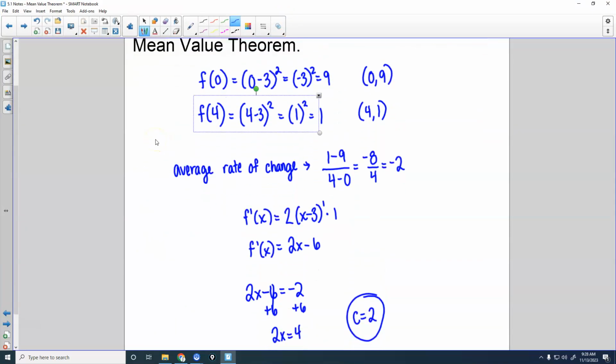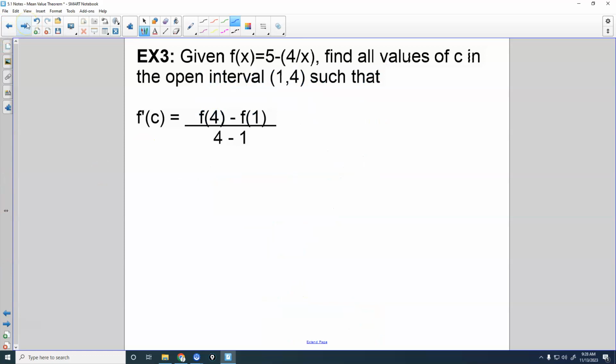Okay, so mean value theorem is average rate of change equals the derivative. And average rate of change is that slope between your endpoints. Okay, so here is an example where they might not tell you it's mean value theorem. In fact, a lot of times this is what the questions look like. They do not say mean value theorem in the question.